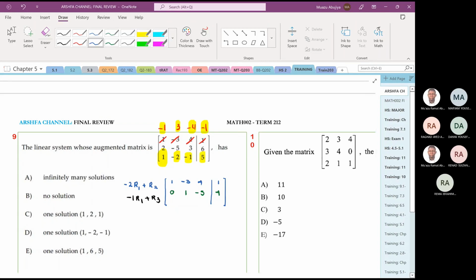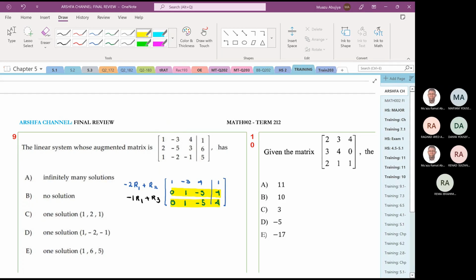Then add these together. When we add, minus 1 and 1 is going to be 0. Then 3 minus 2 is going to be 1. Minus 4 minus 1 is going to be minus 5. Then minus 1 plus 5 is going to be 4. Now, if you look at this very carefully, you can see that row number 2 and row number 3 are exactly the same.